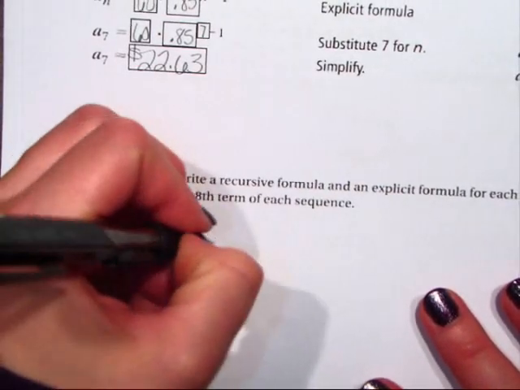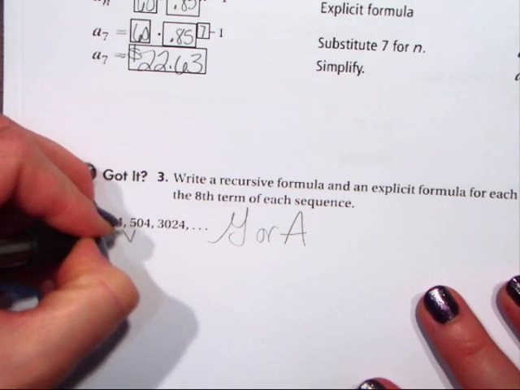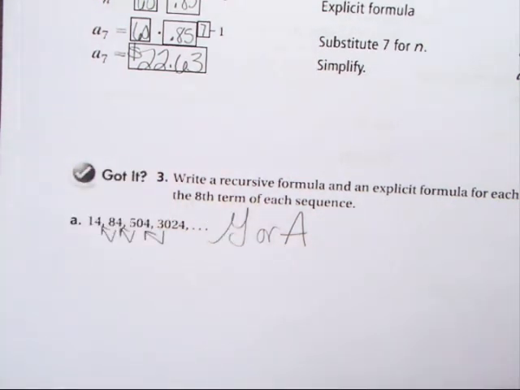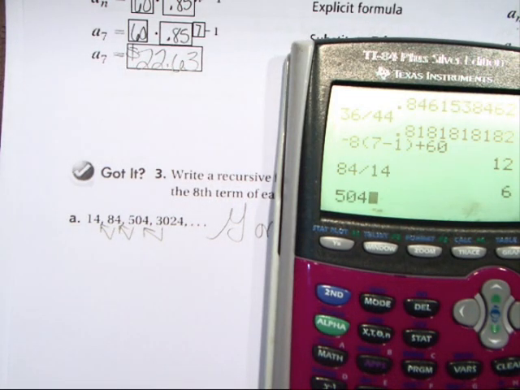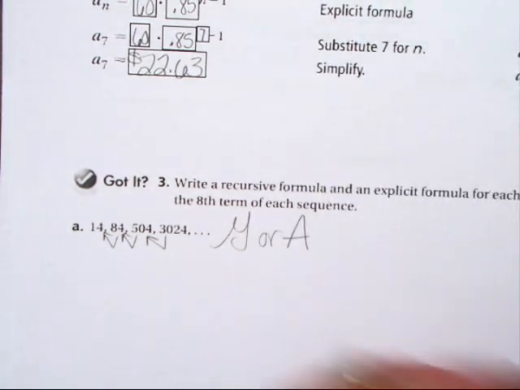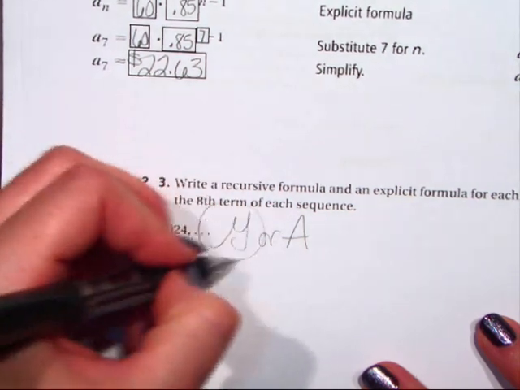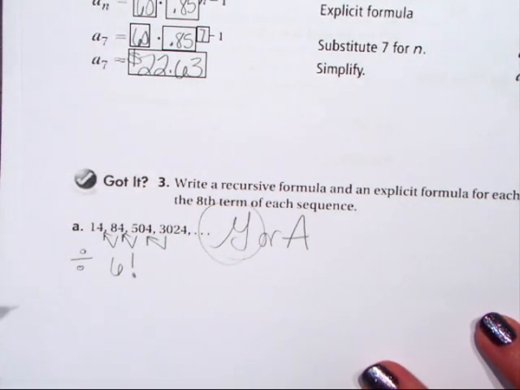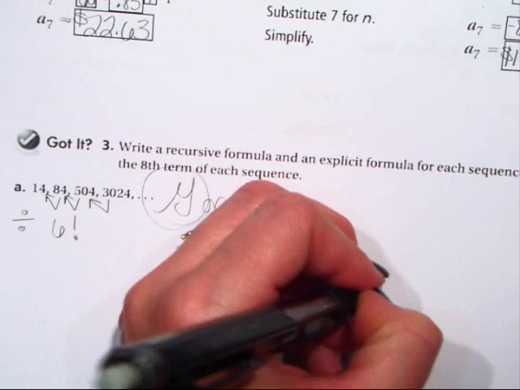First, we need to figure out geometric or arithmetic. Try dividing first. When you divide each one, 84 divided by 14, 504 divided by 84, 3024 divided by 504, each time we get 6. Since each time we get 6 when we divide, remember we tested for division, that makes this geometric. We can do this, guys. We just did this on the last example, problem 2.